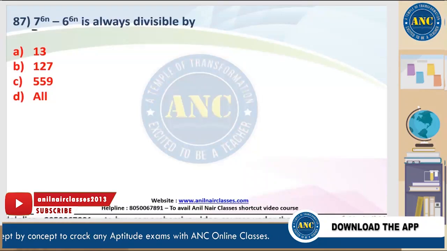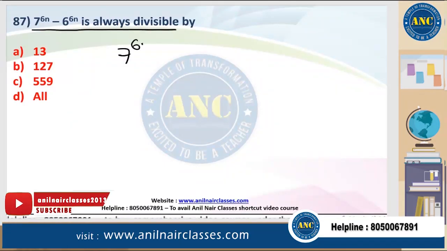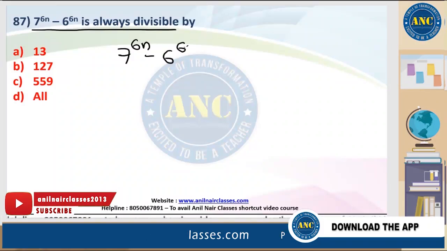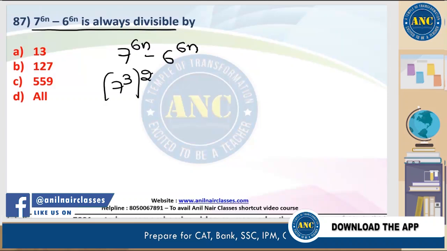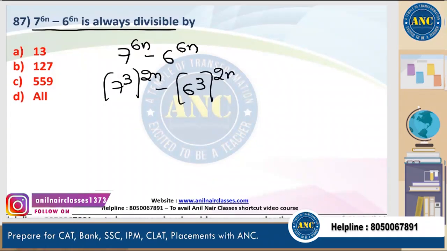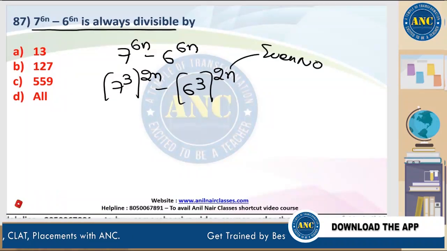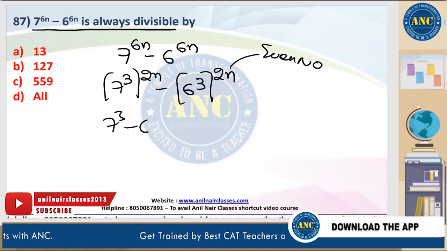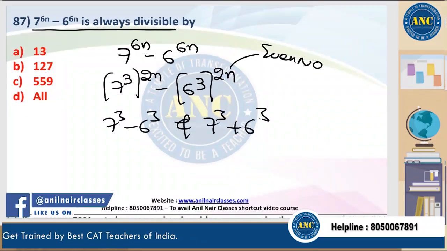First question, 7 power 6n minus 6 power 6n is always divisible by what? This can be written as 7 cube power 2n minus 6 cube power 2n. 2n is an even number. If it is an even number, it is divisible by a minus b and a plus b.